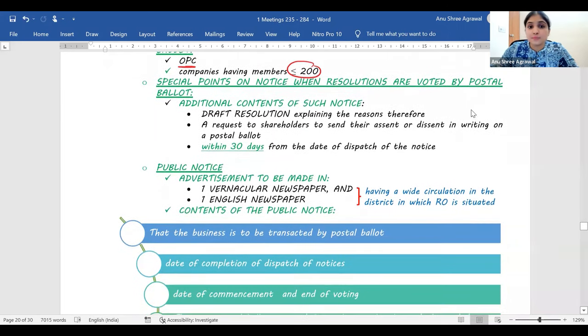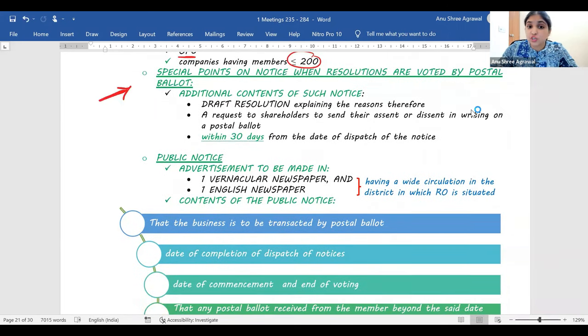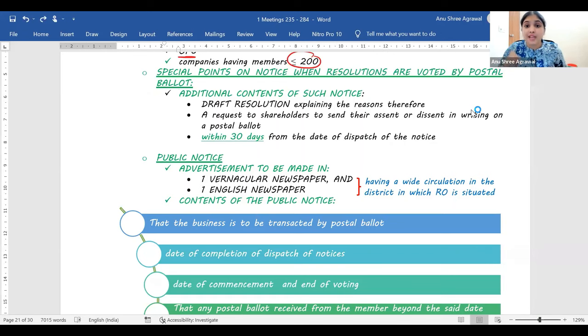Okay, now whenever a resolution has to be passed by postal ballot, we have to tell the shareholders to send their yes or no vote in such a way that it reaches the company within 30 days. Within 30 days from when the company sends the notice to all the shareholders, right? It doesn't matter when the notice reaches the shareholder. We will see when the company is sending the notice. So from the date on which the company sent the notice, within 30 days, the shareholder's vote should reach the company.